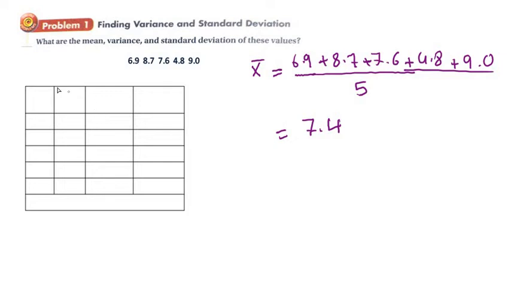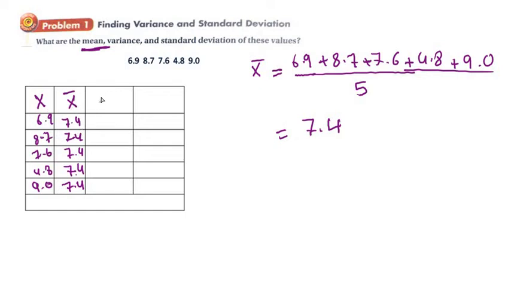Now, to simplify the calculations, we need to use a table. In the first column, we represent the values. So let's write them down. 6.9, 8.7, 7.6. Then we have 4.8 and 9. Then we write the average, or the mean of the values. This is 7.4. If you remember, we explained before the difference between the mean and the average. We said that the average of a set of values is the arithmetic mean. So it's okay to say mean or average.